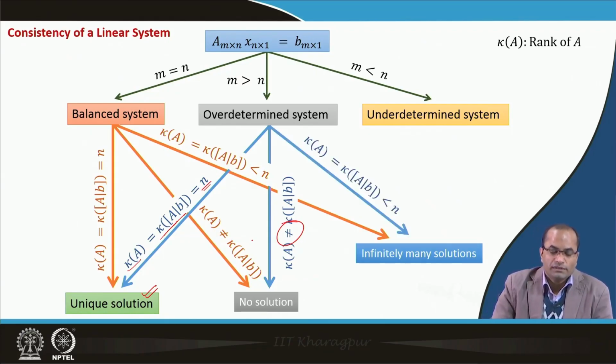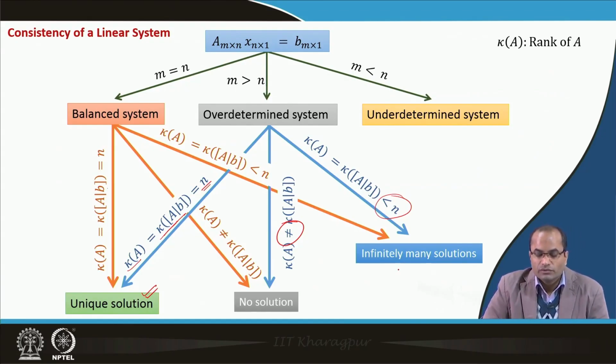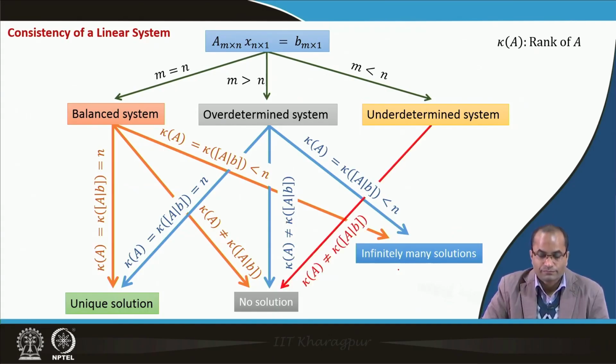And the third possibility we have, when these ranks are equal, but the rank is less than n, very similar to the first balanced system, then we have again the case of infinitely many solutions. So, for the overdetermined system also we can have the possibility of unique solution, no solution, and infinitely many solutions.